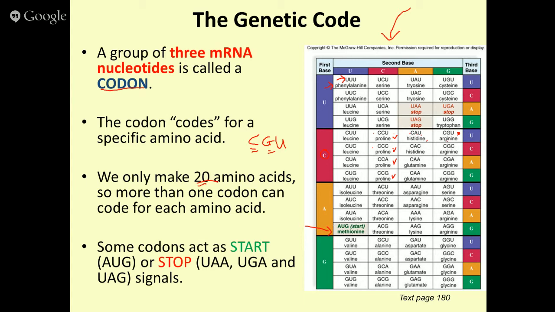Then there are 3 stop codons: UAA, UAG, UGA. You'll notice that these 3 stop codons don't have an amino acid name underneath them. They don't code for an amino acid. So when the ribosome sees the stop codon, there's no amino acid that it can put into that area, so it just stops making the protein and breaks apart. The stop codon tells you where to stop building your protein. Your start codon tells you where to start building your protein.